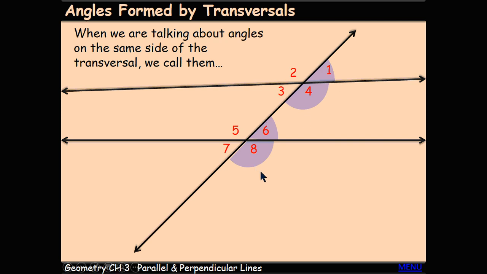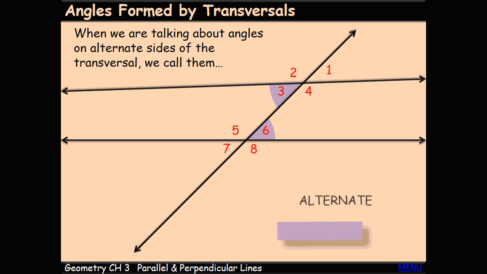But if we had 2 angles that are on different sides, like for example angles 3 and 6, we don't call these opposite sides or different sides. We call these alternate. Why? I don't know. But if they're on different sides of the transversal, we call them alternate angles.